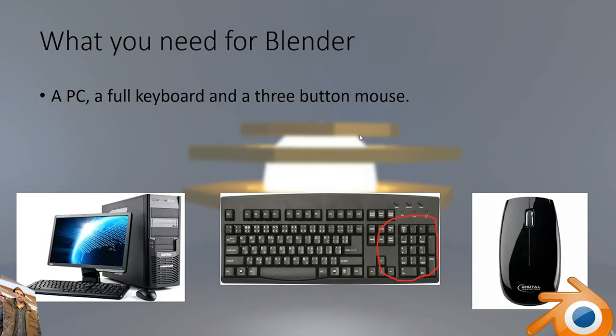So, to summarise, in terms of importance, 5 stars would be extremely important, 1 star would be not important at all. PC, 5 stars because you can't have Blender without a PC. 3-button mouse, 5 stars. Because it's so difficult to operate Blender without the 3-button mouse. It makes it so much easier. Number pads, I'd say 3 stars. It's not crucial for you to get a keyboard with a full-size number pad, but it is recommended.